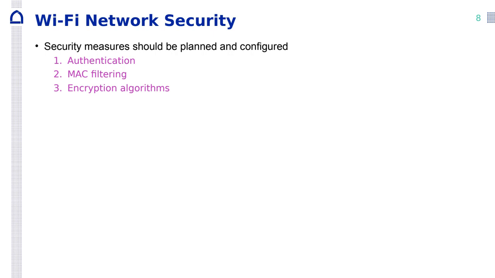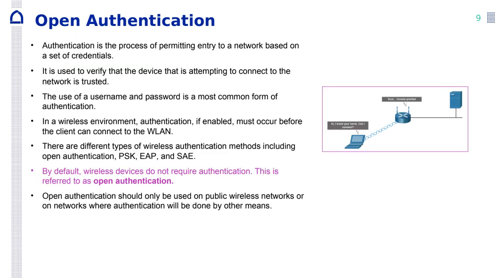For Wi-Fi network security, there are different measures you have to follow, like authentication, MAC filtering, encryption. Authentication is process you permit entry or you don't permit use. Okay. So you use username and password. In a wireless environment, authentication, if enabled, and it must be enabled, must occur before the client can connect to the WLAN. And we have different types of authentication: PSK, EAP, and SAE.